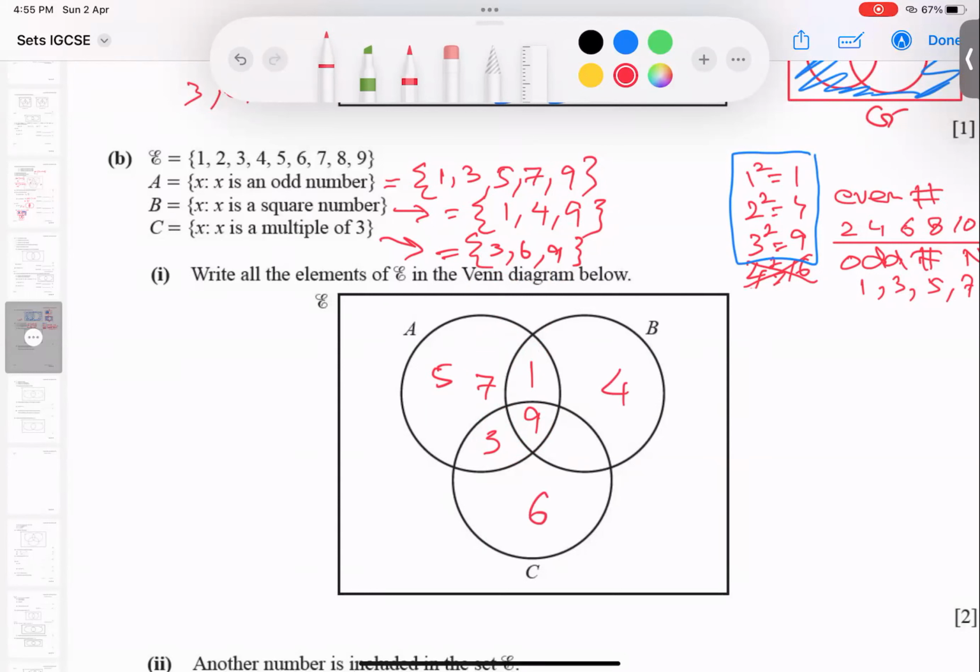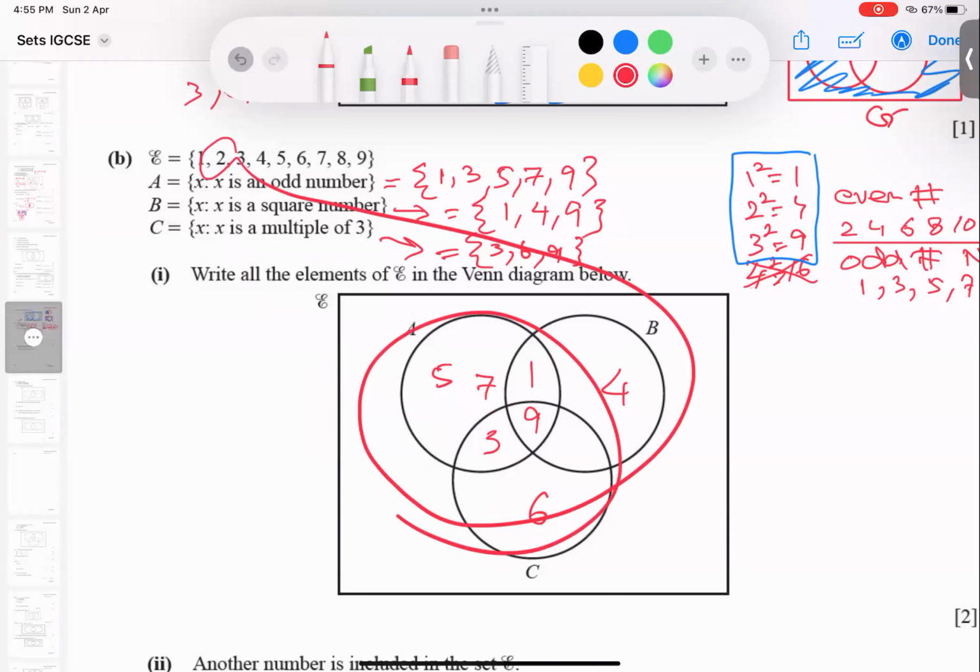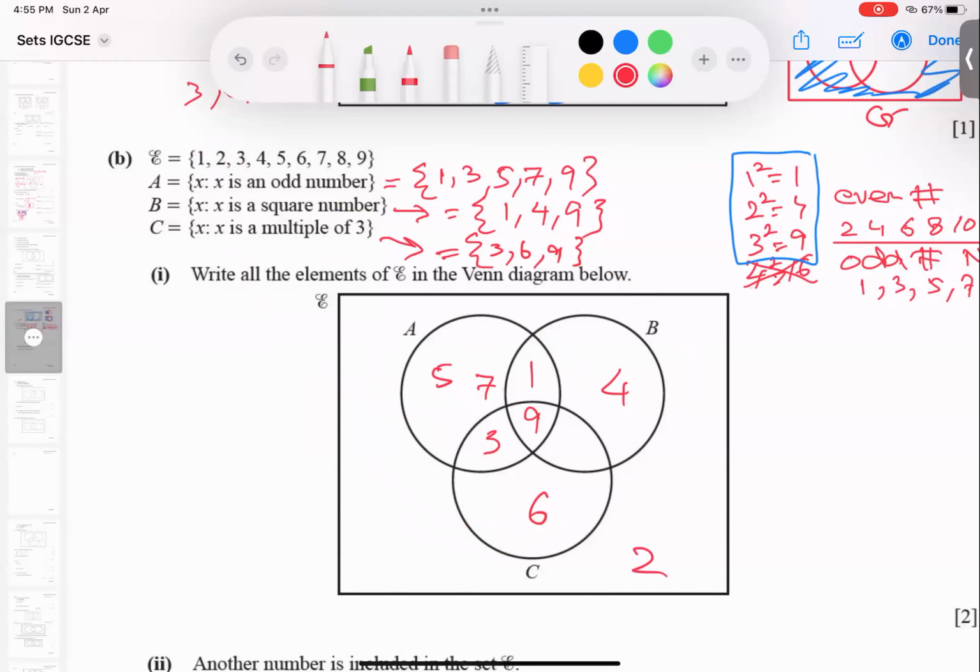But now we talk about outside. Check, is this 1 gone used? Correct, sir. 2 is used in the circles? Not at all. So write 2 outside. What about 3, 4, 5, 6, 7, 8? 3 is here, 4, 5, 6, 7. 8 is not used. I will write 8 outside. And 9 is already used here.